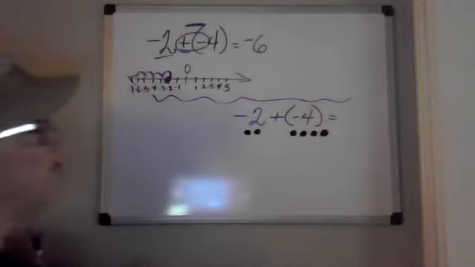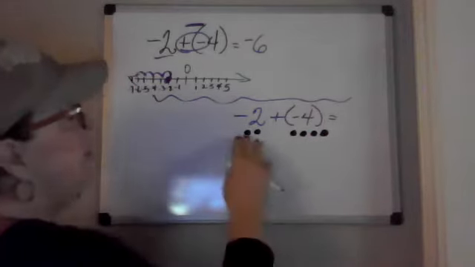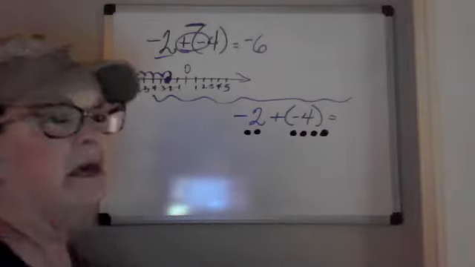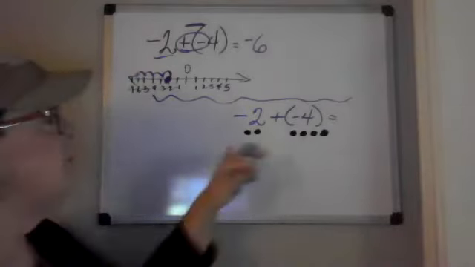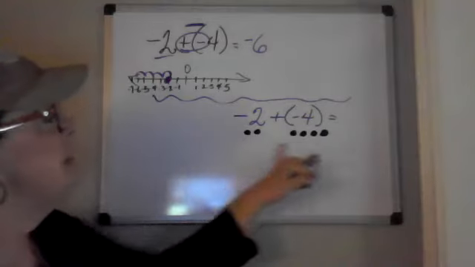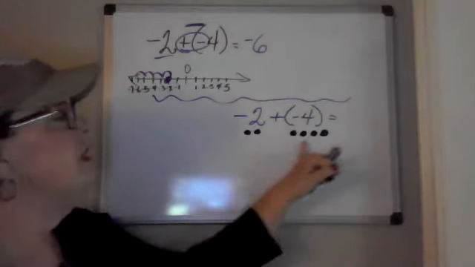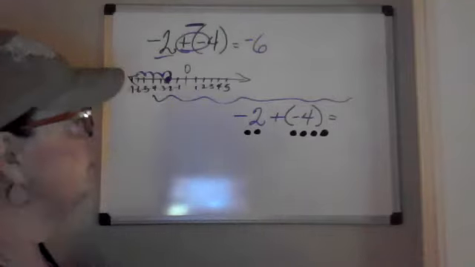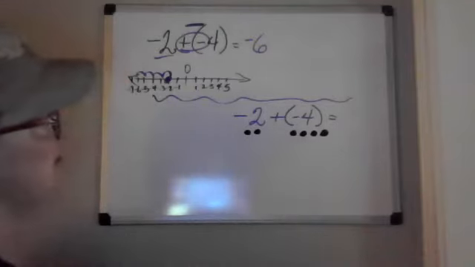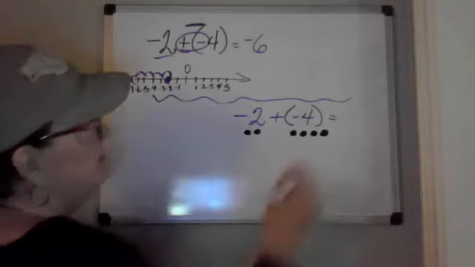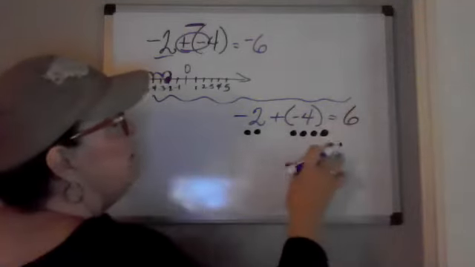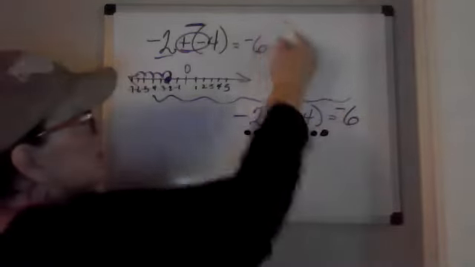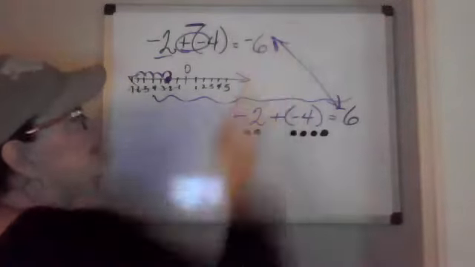Now, before I can put the answer, I have to look all the way through and see if there are any 0 pairs that I can take out. In this case, I don't have any positives that match negatives. I have nothing that I can cancel out. And so my answer would be to count up the discs. There are 6 of them. And they're all dark. So your answer is a -6.